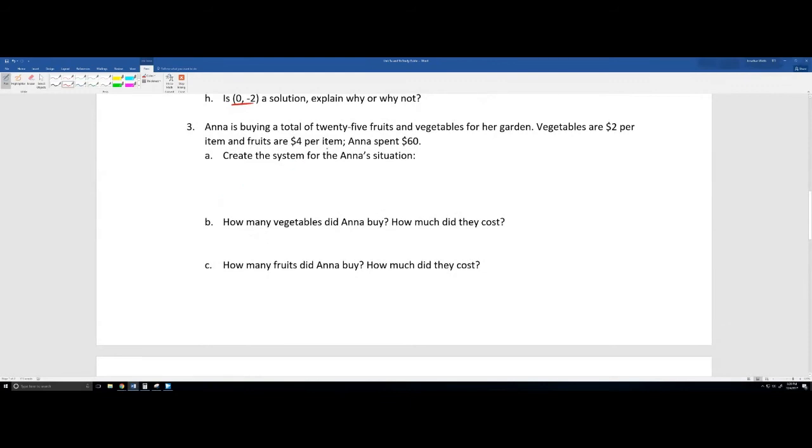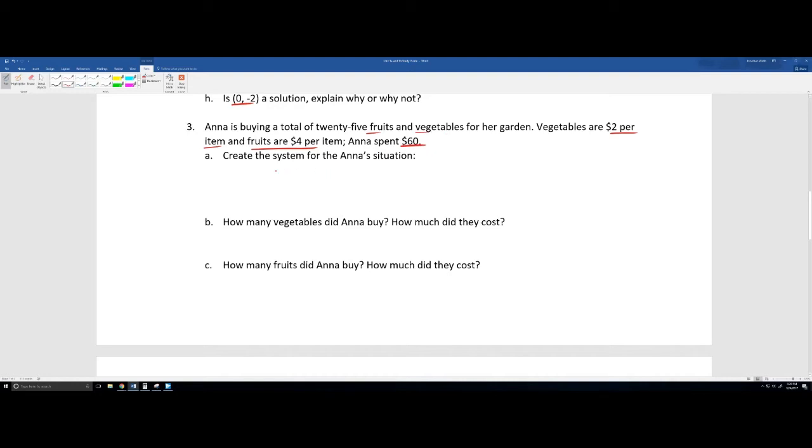All right, number 3. Anna is buying a total of 25 fruits and vegetables for her garden. Nice. Vegetables are $2 per item. That's something I should probably note. And fruits are $4 per item. Anna spent 60 bucks. And she's buying fruits and vegetables for her garden. So that's something to note.